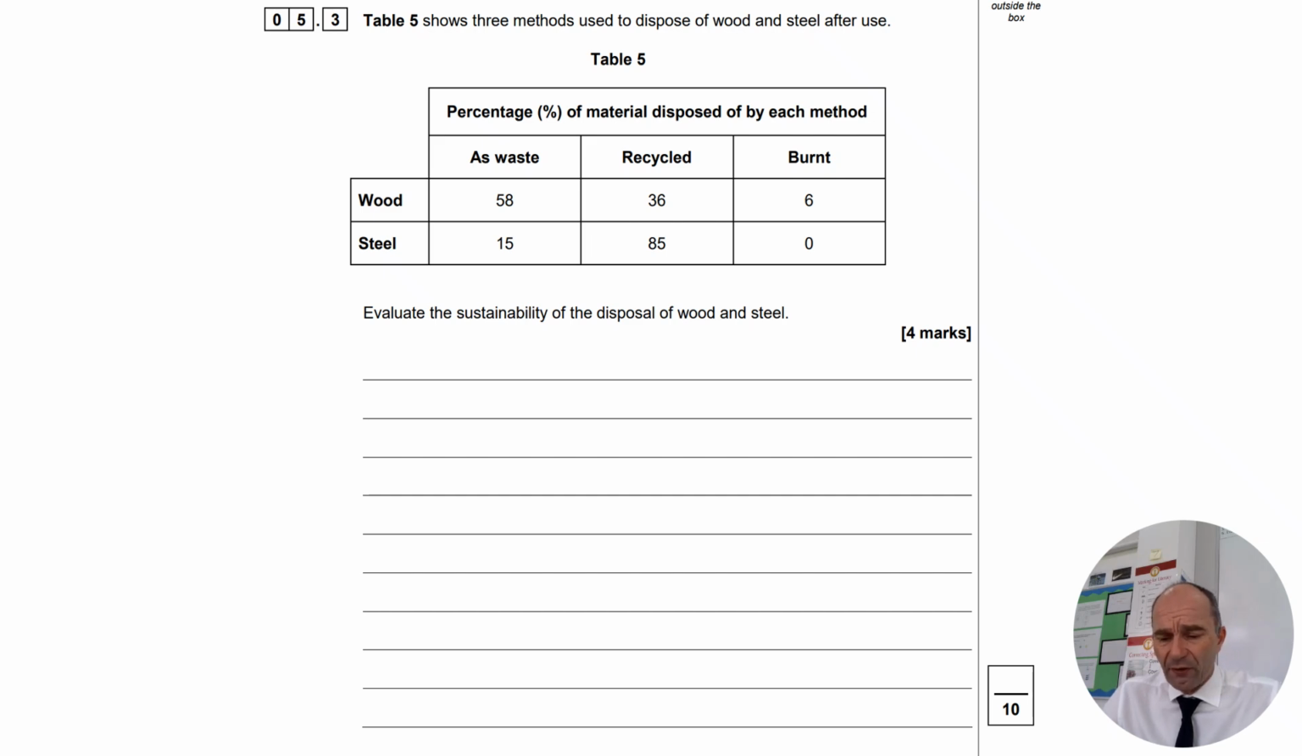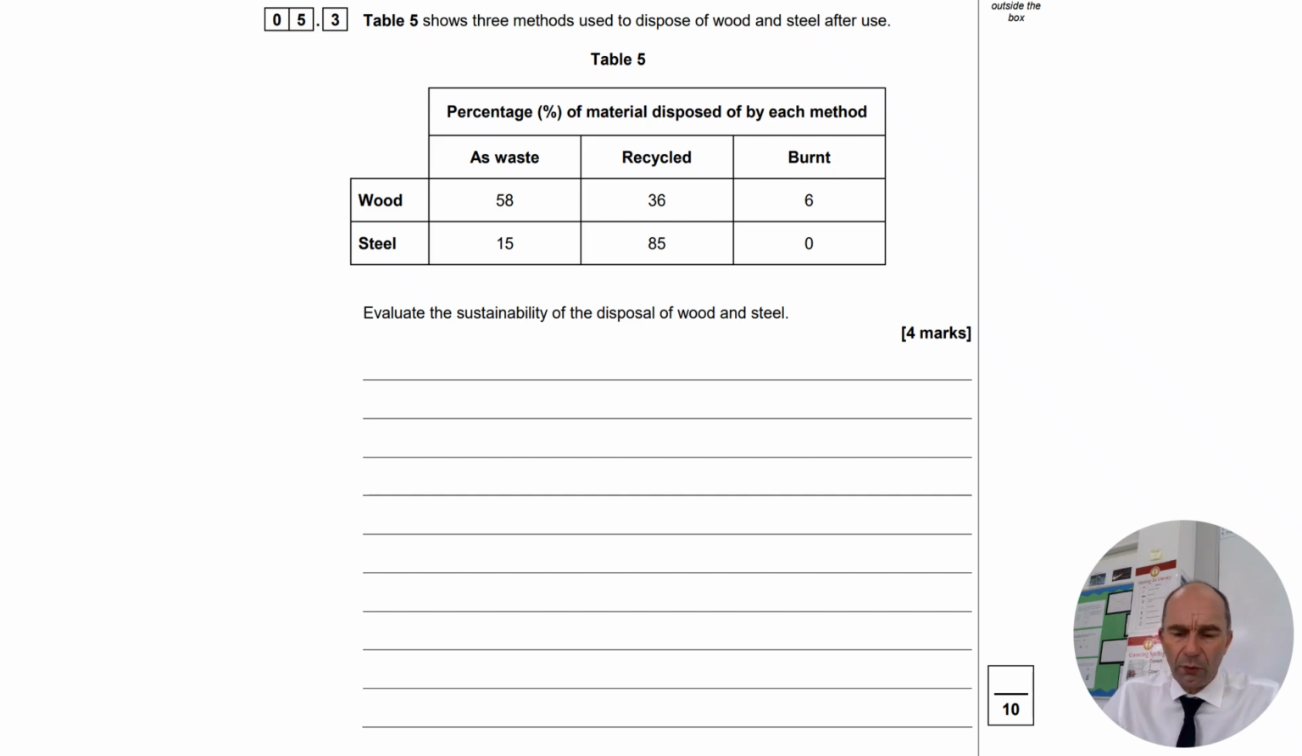It's also significant. There's a massive difference. More steel is recycled than wood, and that's a good thing because steel is a non-renewable resource. So we really do need to be recycling it. The other good thing with steel is that no steel is burnt. So it means that there's no carbon dioxide being produced. So it's not contributing to climate change.